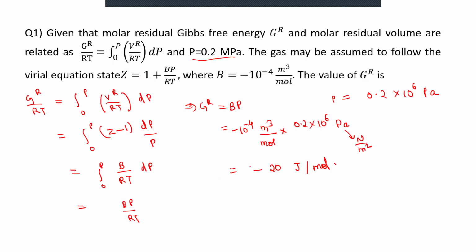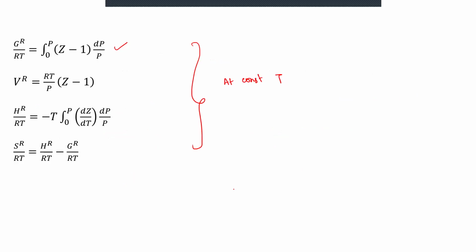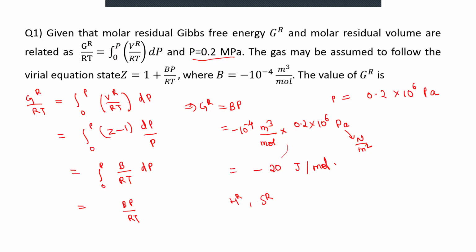Now, using this GR, we can get HR and we can get SR. So this HR is obtained from dou Z by dou T. So that relation, we'll be working on that also. We can get the VR also here, which is RT by Z minus 1. So again, Z minus 1 is PP by RT.